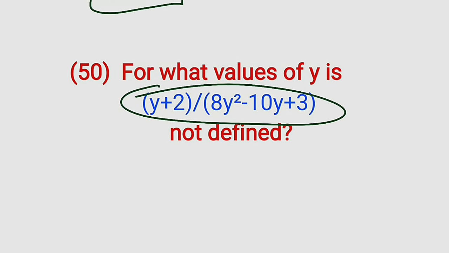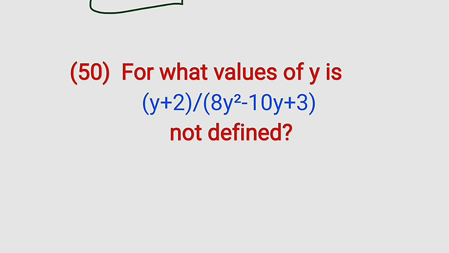We are given a rational function here, which is y plus 2 divided by 8y squared minus 10y plus 3. And the question reads, for which values of y is the whole of this function not defined, meaning undefined? Remember that whenever you have a rational function, for that rational function to be undefined, the denominator will have to be equal to 0. So whenever the denominator of a function is equal to 0, the whole system is undefined.